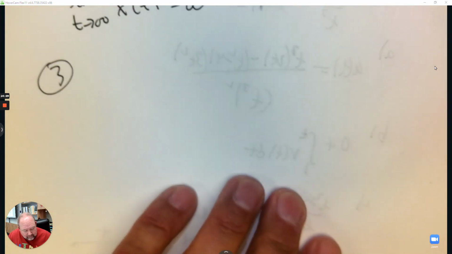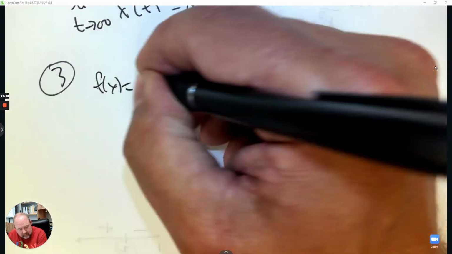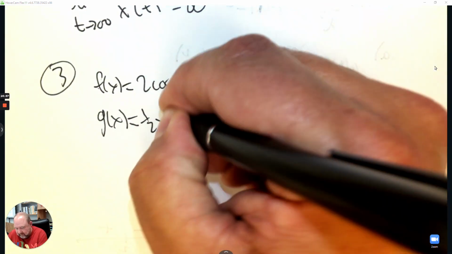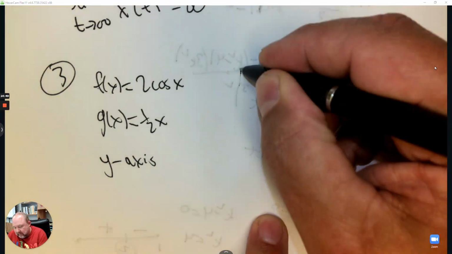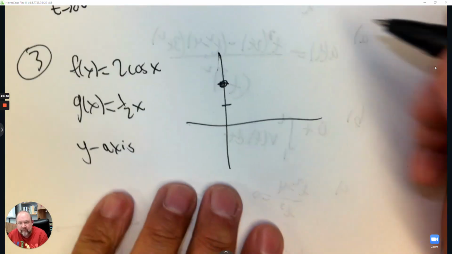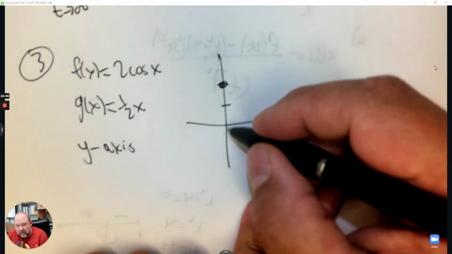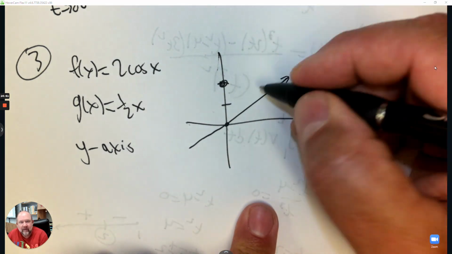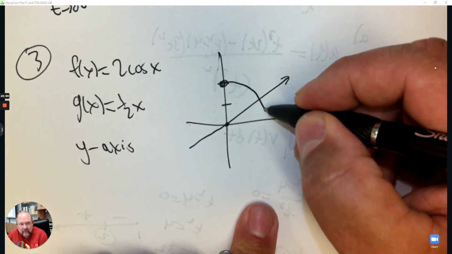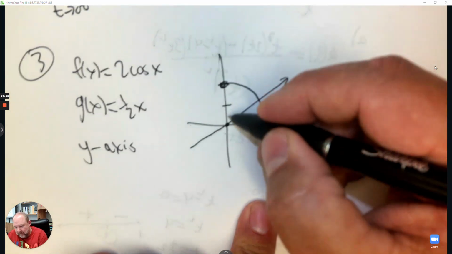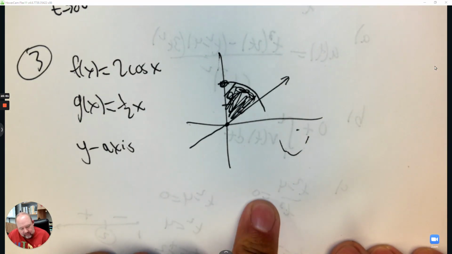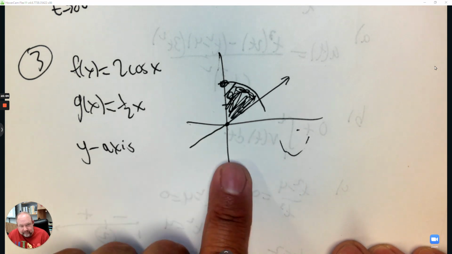All right, number 3, calculator is allowed. Let R be the region bounded by two functions, f of x equals 2 cosine x, and the second function is g of x equals 1/2 x, and the y-axis. So without a calculator, this is what it would look like. It would start at 2, and then 1/2 x would start at 0. And so you have this line, and then you have this curve that kind of goes like this and then continues. And then the y-axis, so you have a graph that kind of looks like this. And it says find the region, shade it, which I did.